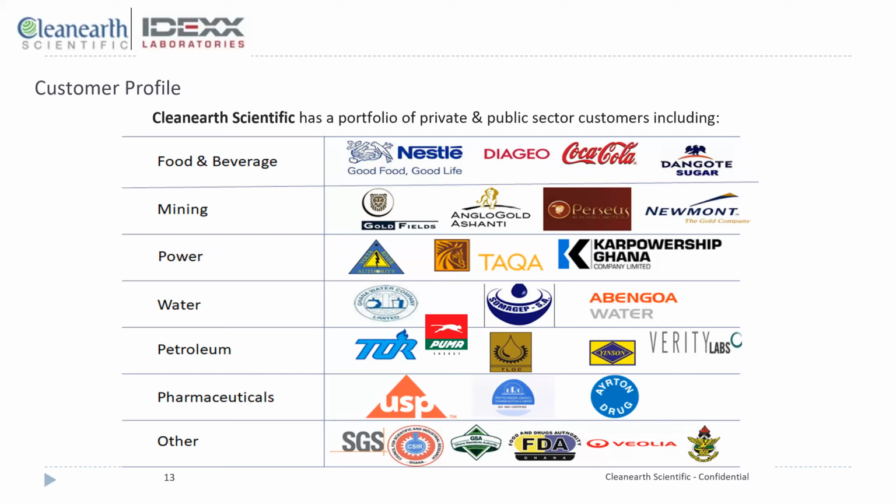We have Aqua Water, also part of that. TOR, Puma Energy, Temalube, Yensen are all part of the laboratories we work with in the petroleum space. Verity Laboratory is also there. On the pharmaceutical side, USB Ghana is our client, Item Drugs, etc. Just to mention a few others. That's the research and regulatory space. We have SGS Lab, CSIR, Ghana Standards Authority, FDA, Veolia. A lot, it goes on and on.